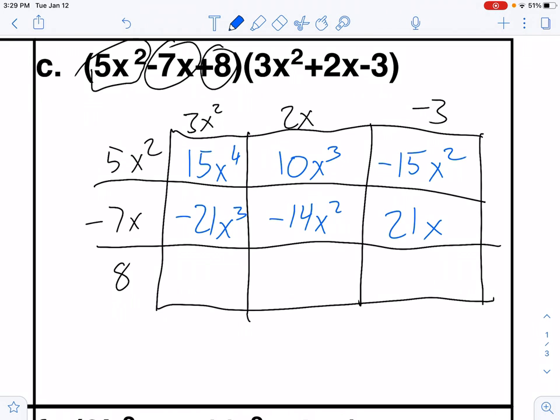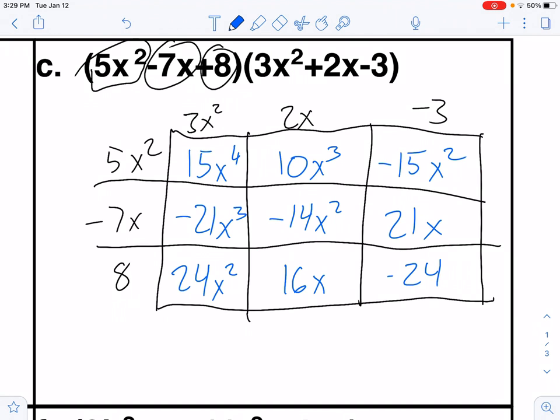And finally in the bottom here, 3 times 8 is 24, x squared. 2 times 8 is 16, x. And 8 times negative 3 is negative 24.